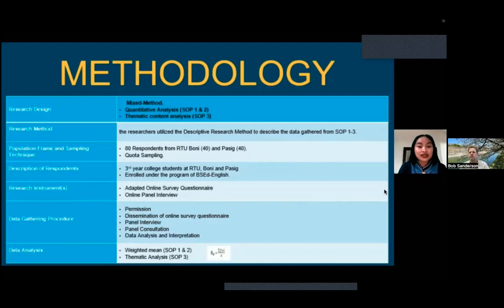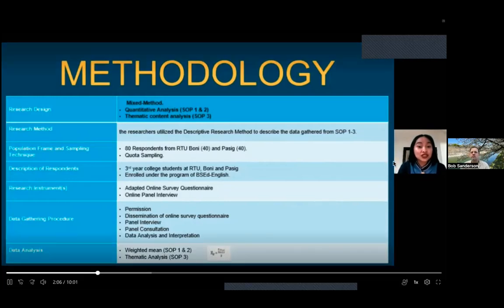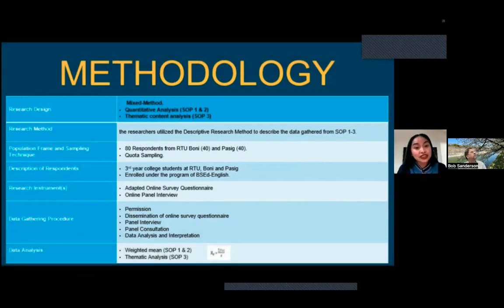Moreover, we gathered data from our respondents through an online survey questionnaire by utilizing Google Forms. And then after that, we conducted an online panel interview through Google Meet with 12 of our respondents. We use an adapted survey questionnaire partnered with a panel interview to obtain data needed to answer SOP 1 to 3. The content of the survey questionnaire is adapted from the study of Al-Zubi in 2018, and from the study of Magno and others in 2009, which is validated by language professionals.